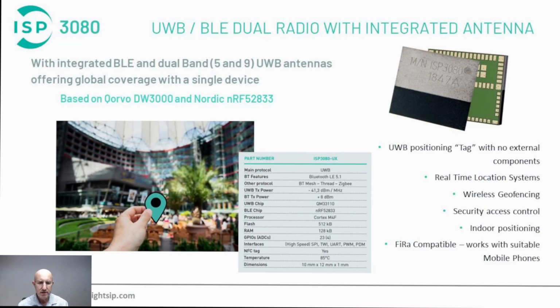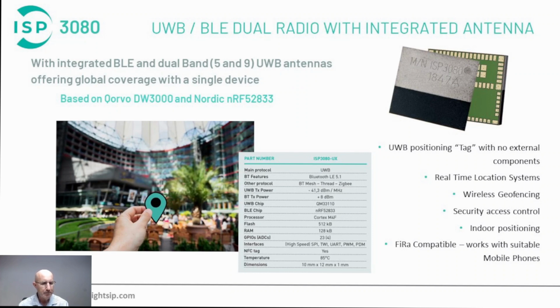So this one is a combined UWB BLE fully integrated module. It has BLE and UWB radios inside, and integrated antennas, and then all the crystals and matching components. So you just need to provide power to this module and you've got a working BLE and UWB radio.